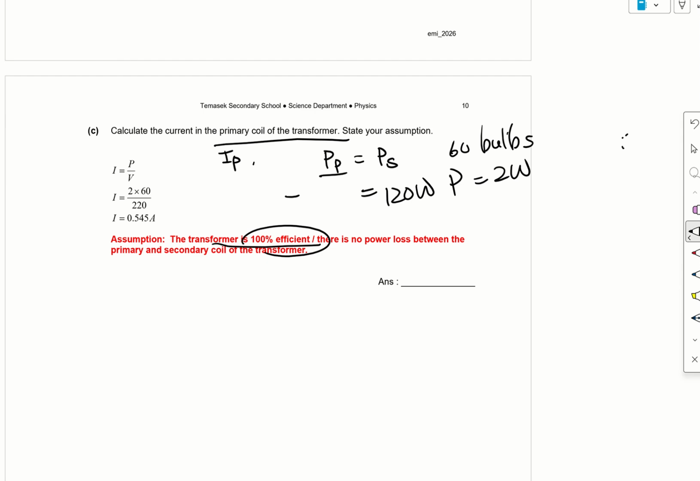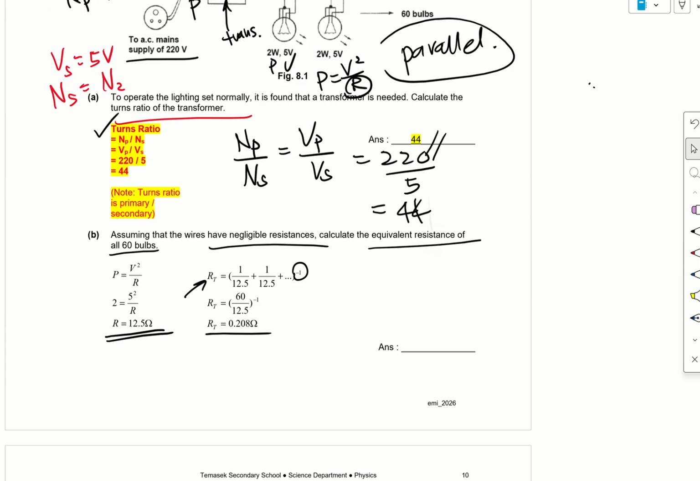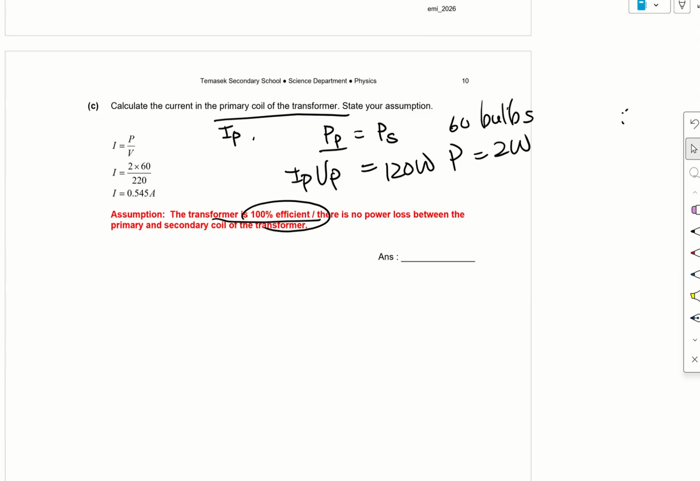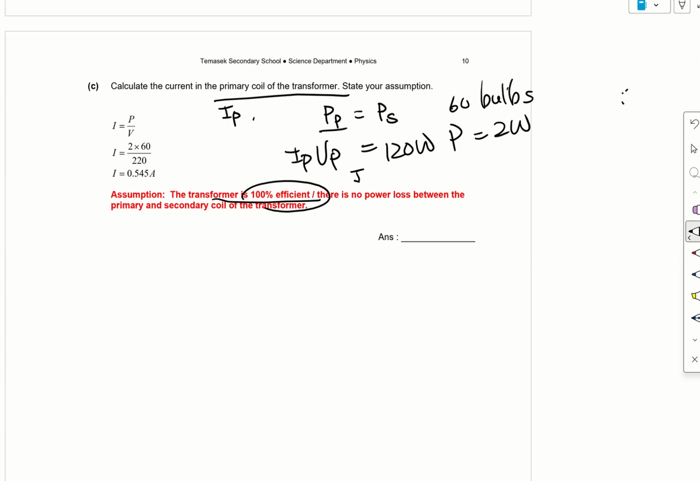But Pp is equal to Ip and Vp. Since we know Vp, how much is Vp? Vp is 220 volts. So Ip will be equal to 120 over 220, and we get this answer.